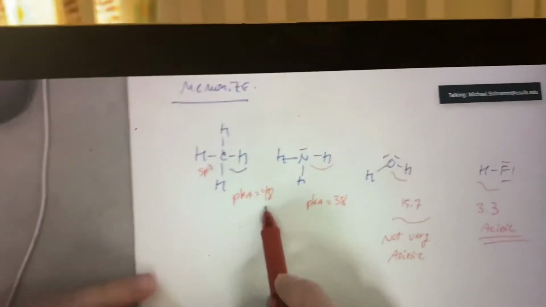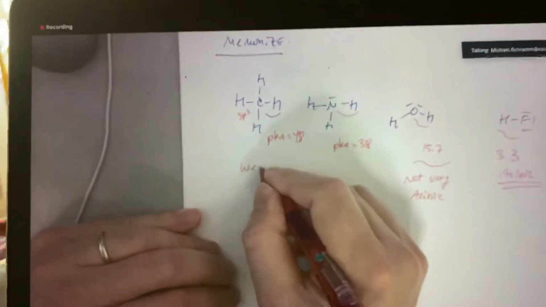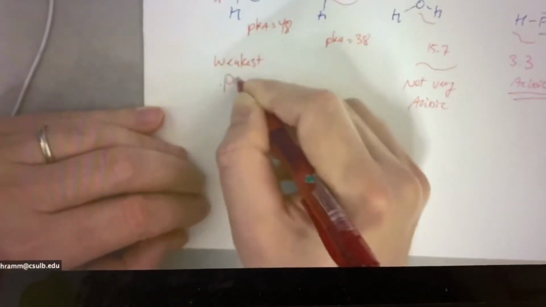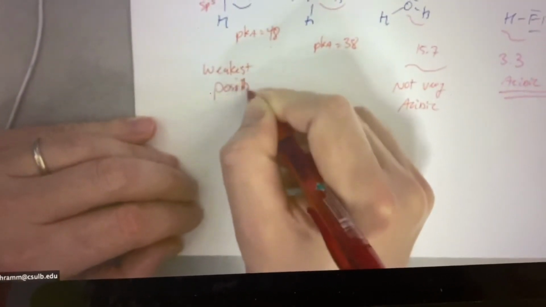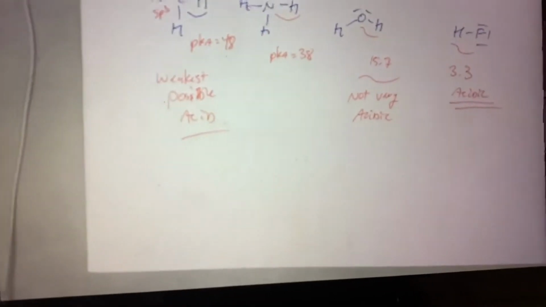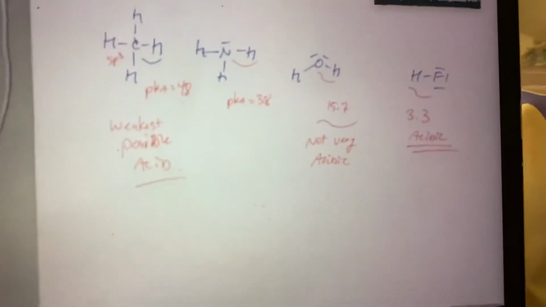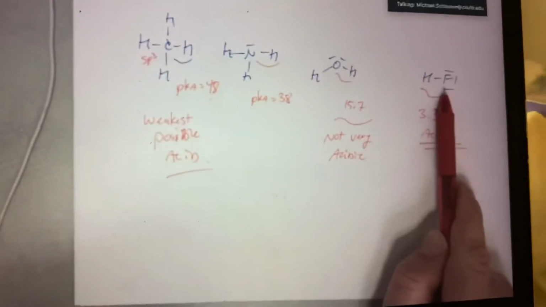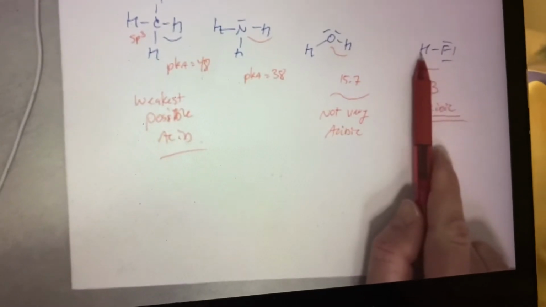What does 48 mean? It means like the weakest possible acid in the universe. With a pKa of 48, the compound is not acidic whatsoever. Okay? pKa is related to the strength of these particular bonds. The HF bond breaks easily. It's highly polarized, and it donates a proton easily.